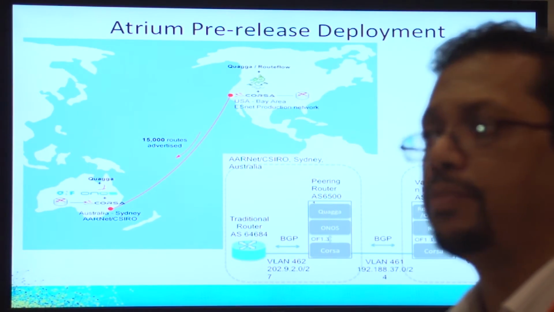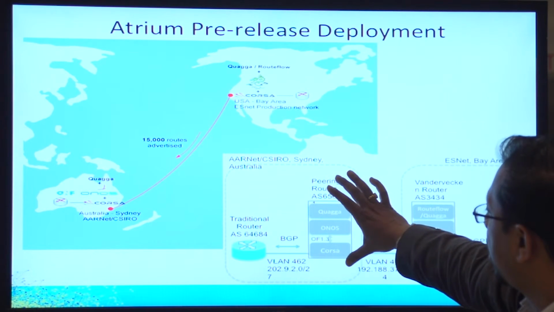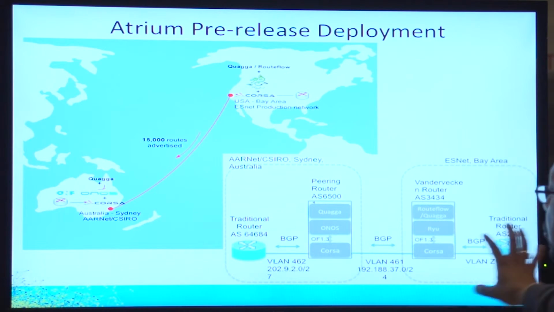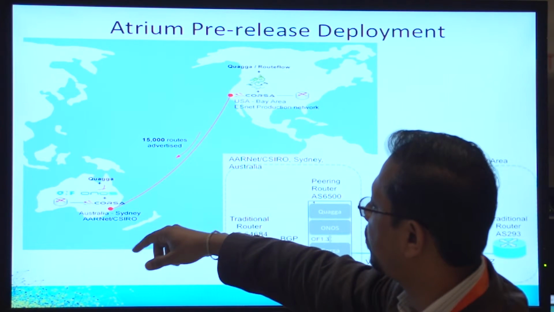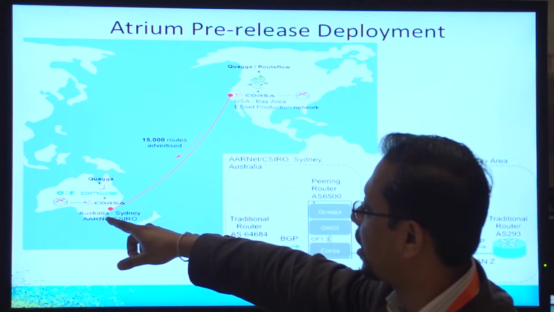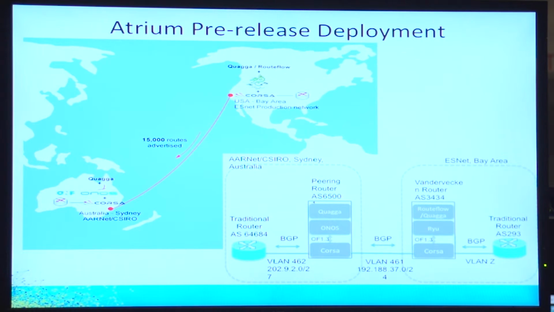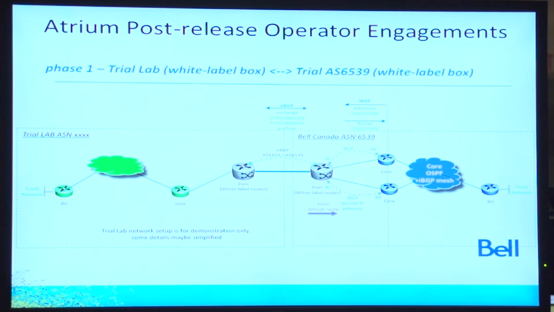So we have done a pre-release, test deployment of this in Australia, where we had our routing stack working with another similar SDN routing stack, as well as traditional routers from Cisco and Juniper. And we did this peering across the Pacific from our router stack. The Atrium stack was in Australia, and the other one was in ESnet. And we exchanged thousands of routes across the Pacific. And we look to continue engaging more operators. For example, Bell Canada has offered that they are willing to try out the Atrium stack in their LAN network, peering with their production network.